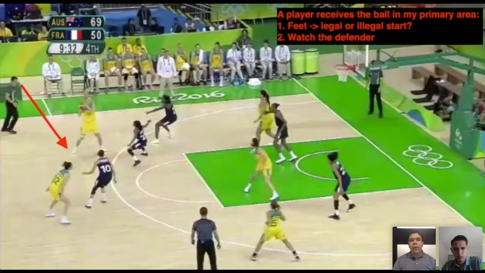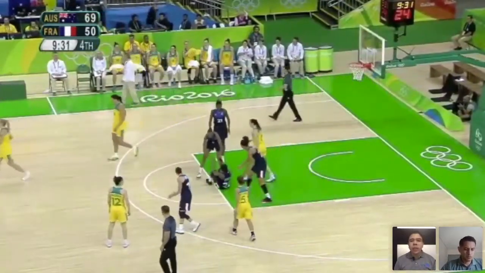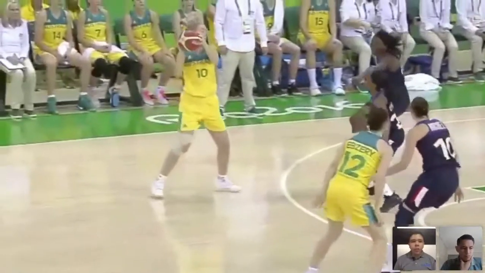Okay, we have a player who received the ball in my primary area. First thing, watch the feet to see if she began her movement legally or illegally. Second, then we can watch the defender after we decide that the movement was legal. So follow this step. Why? Because if we miss a violation of traveling or any other violation at the beginning of the movement, then what do we need to have? Let's watch.